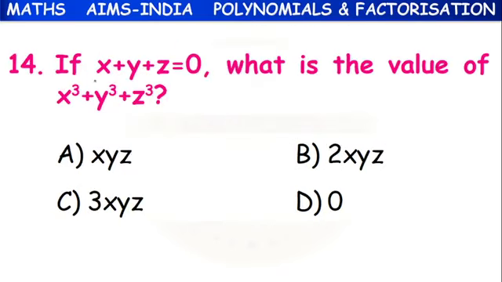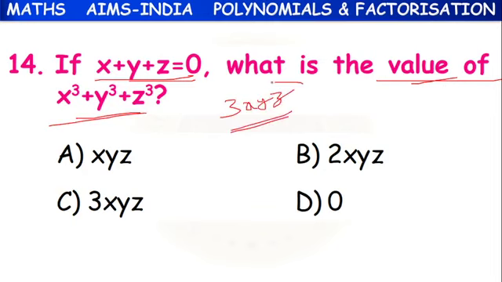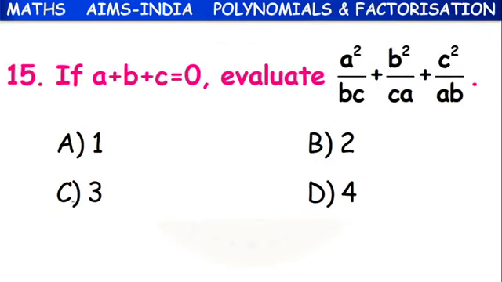Next. If x plus y plus z equal to 0, what is the value of x cube plus y cube plus z cube? We have done so many problems on this, so directly we can write 3xyz. Question 14, C option is the right answer, because based on this model we have done so many problems, so we can tell the answer directly.